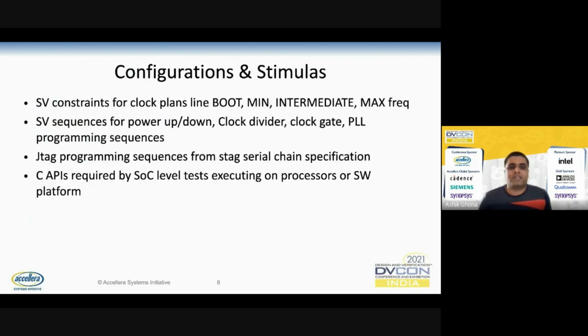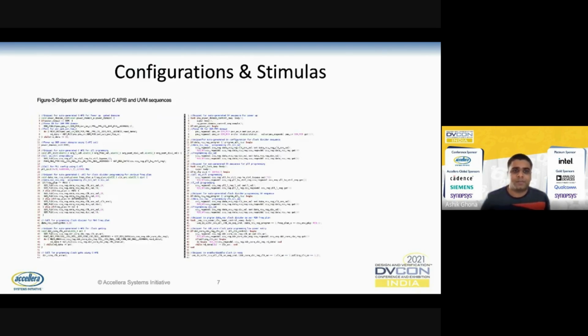So for configuration and stimulus, we are generating SV constraints for the clock plan like boot, min, intermediate, and max. We are also generating SV sequences for power up and power down, as well as sequences for programming clock divider, clock gate, and PLL programming. We have sequences and constraints for JTAG programming as well, and a C API for SoC level verification. In the subsequent slides, we'll see how each of these generated collaterals looks.